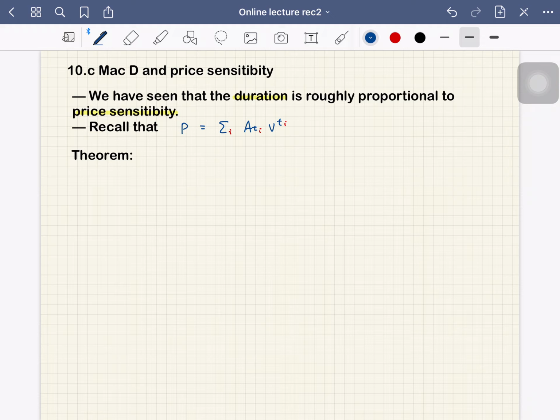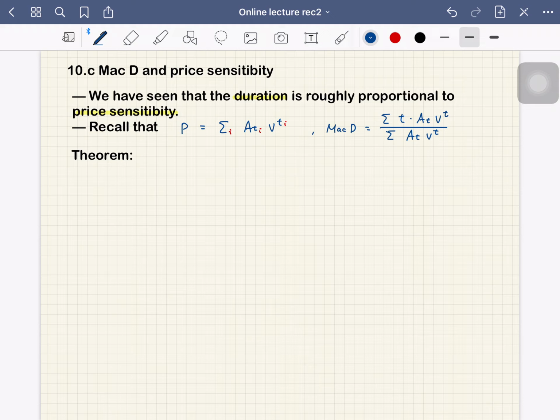And how about the formula for Macaulay duration? Mac D was defined by, the denominator is P, so summation of a sub t v to the t, and the numerator is t times a sub t times v to the t's power. Okay.